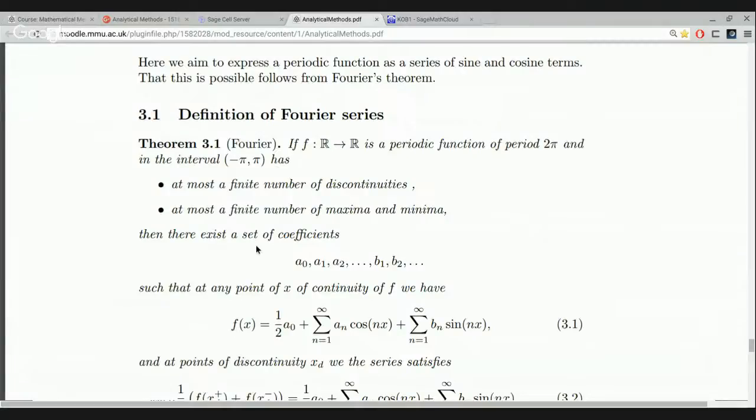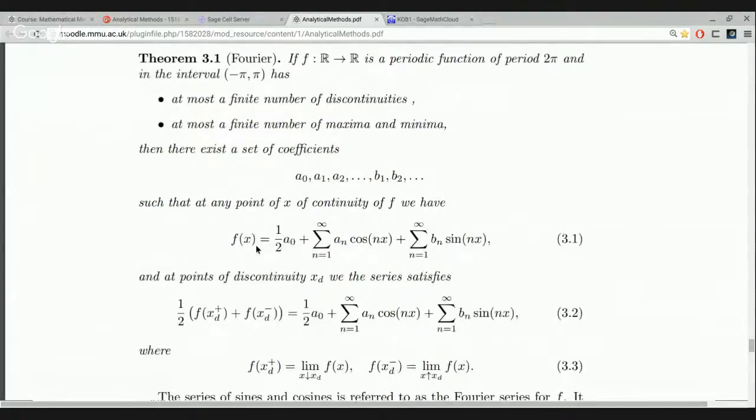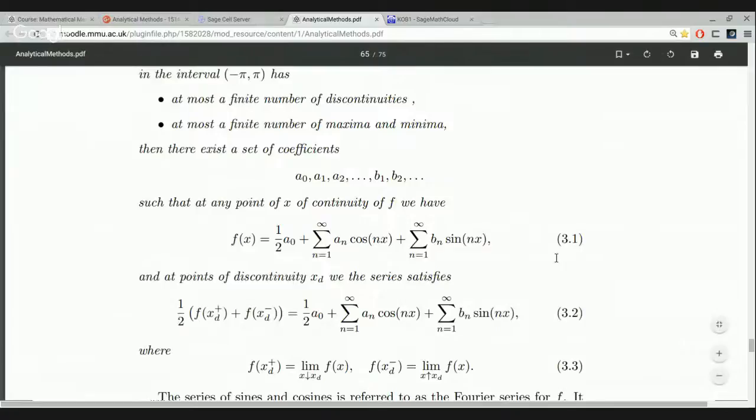So just a 2-minute reminder about what Fourier series are, what we've seen so far. A Fourier series takes the form of what's shown in equation 3.1 there on the screen. It is a way of expressing a function f which has certain properties.